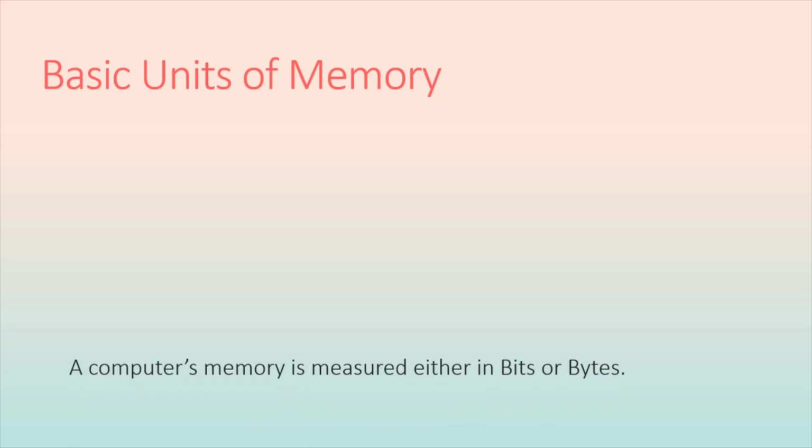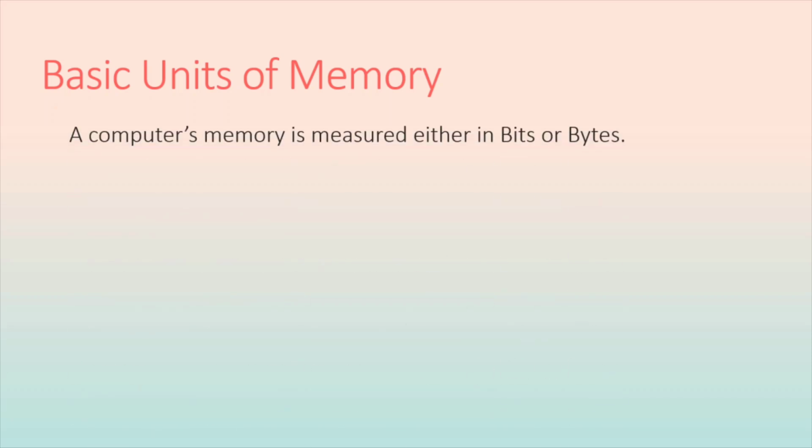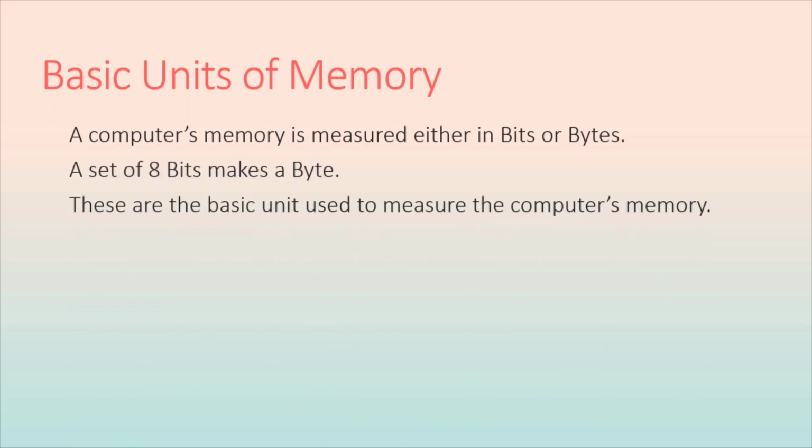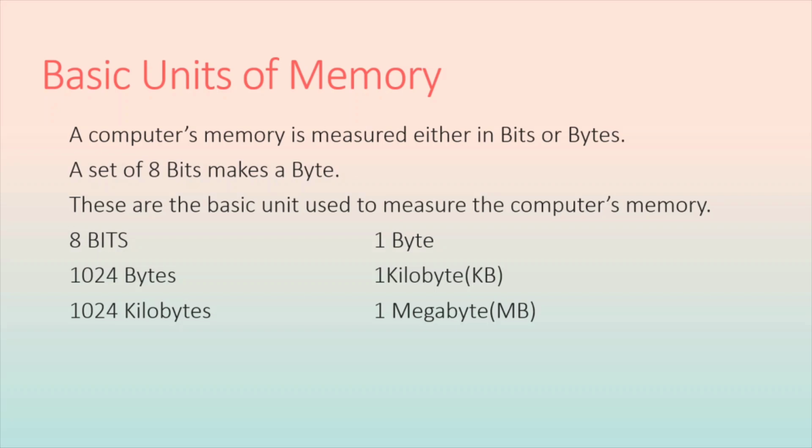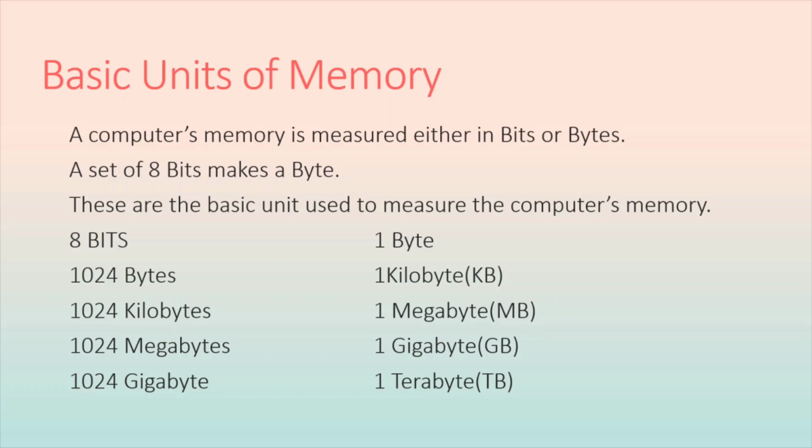Basic units of memory. A computer's memory is measured either in bits or bytes. A set of 8 bits makes a byte. These are the basic units used to measure the computer's memory. 8 bits make 1 byte. 1024 bytes make 1 kilobyte. 1024 kilobytes make 1 megabyte. 1024 megabytes make 1 gigabyte. 1024 gigabytes make 1 terabyte. So information is stored in the form of bits and bytes.